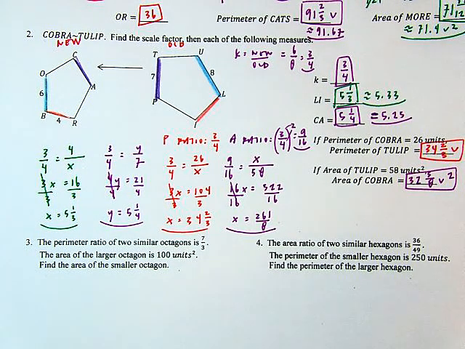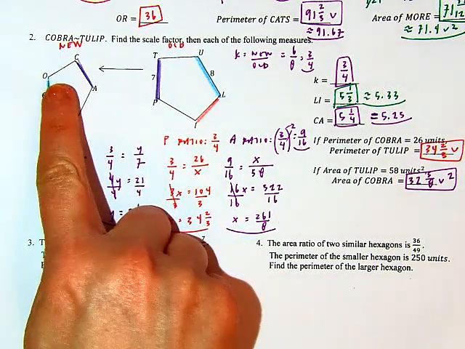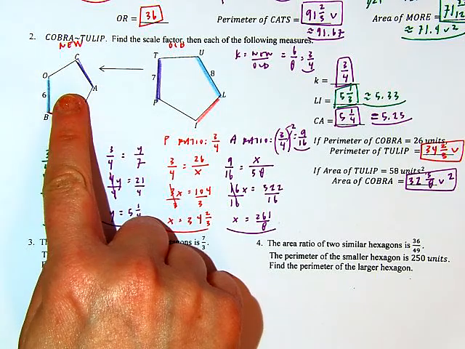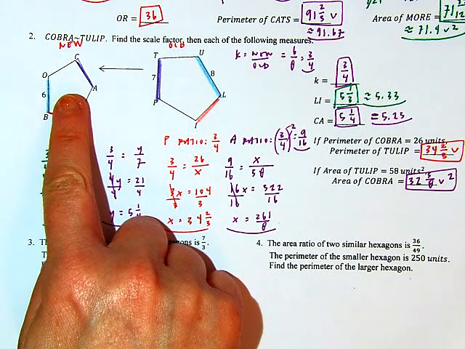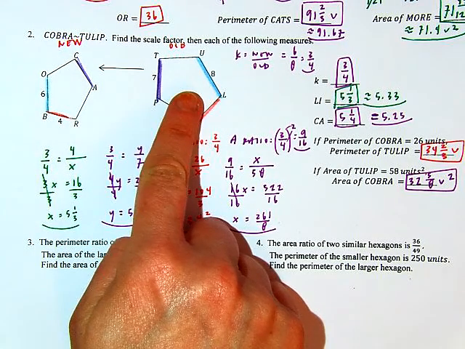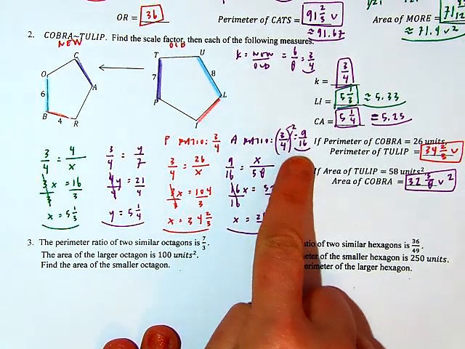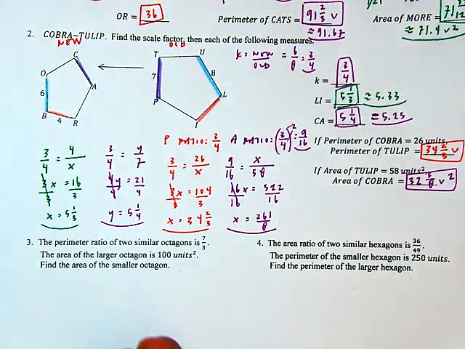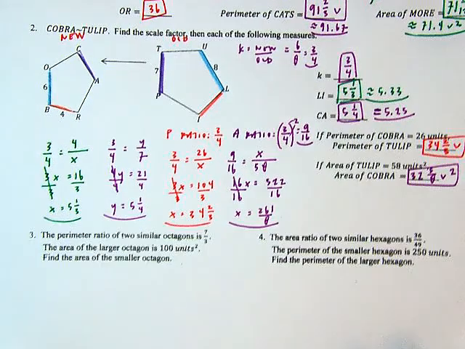Area is the scale factor squared. That's my multiplier. So if I was multiplying in this direction for area, I would multiply by 9/16. And if I was going in reverse, from left to right instead, I'd be multiplying by the reciprocal. So I can, again, apply the multiplier or build a proportion.